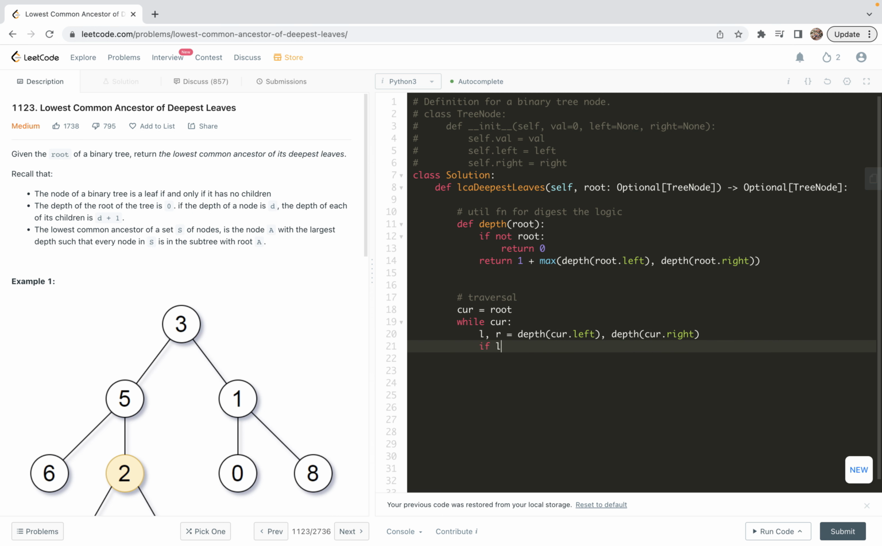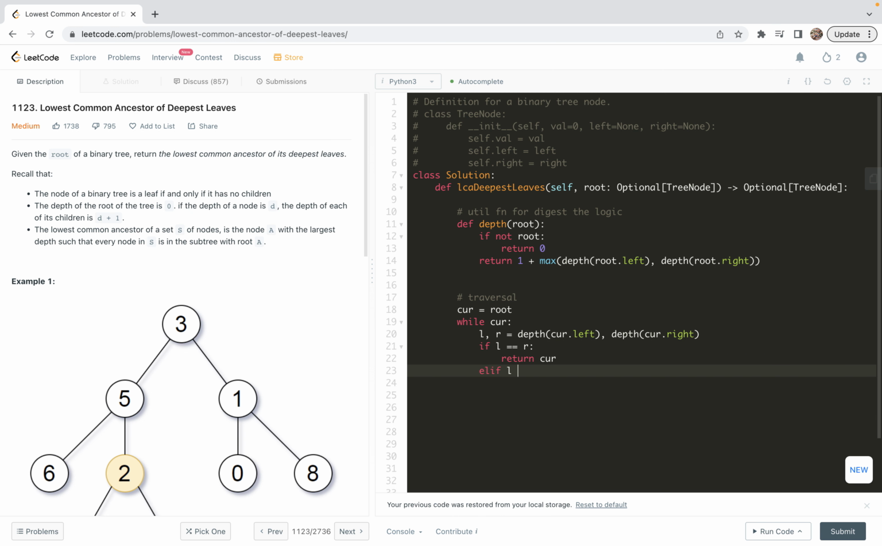So first, if L equals R, it means that for the current node, its left subtree and right subtree have the same length. Then the current would be the lowest common ancestor of all the deepest leaves. So we're going to return the current node. This is the one case.